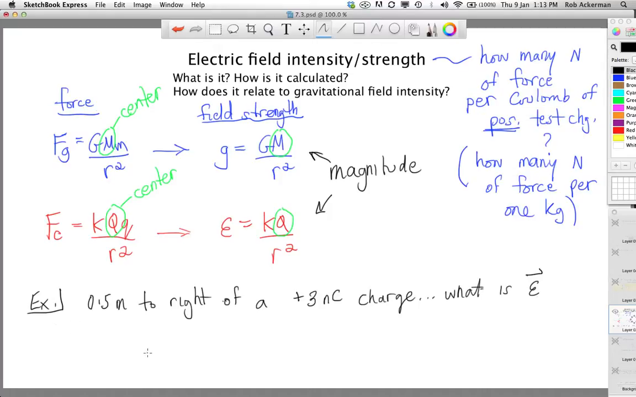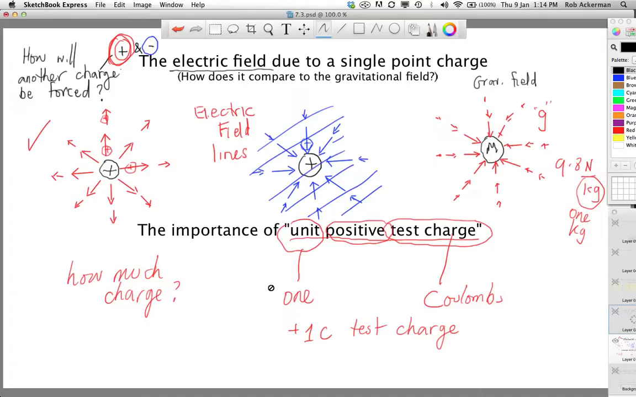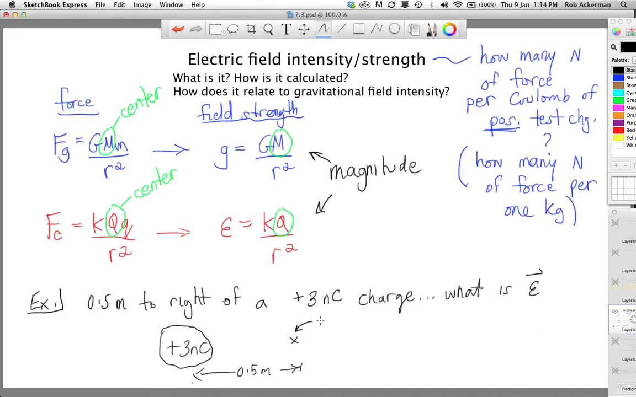So what would we do here? Well, let's draw it out. Here is +3 nanocoulombs as the central charge. And we're going to be 0.5 meters to the right at this point. So I could draw that in as 0.5 meters. Remember, it's from the center here to this point here. And we want to ask ourselves the question that we asked before: what is the force direction on a +1 coulomb test charge there? So let's try to imagine +1 coulombs here. What direction will be the force acting on it? I think you know by the law of electric charges it will be to the right. And therefore, this is the direction of the electric field. All that's left to do is to find its magnitude.